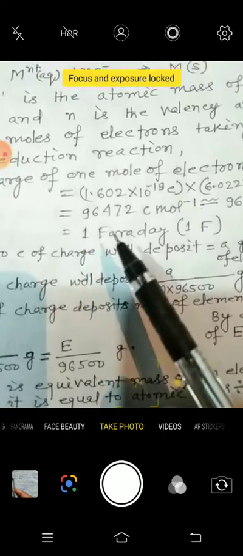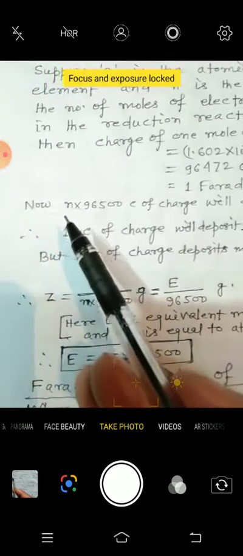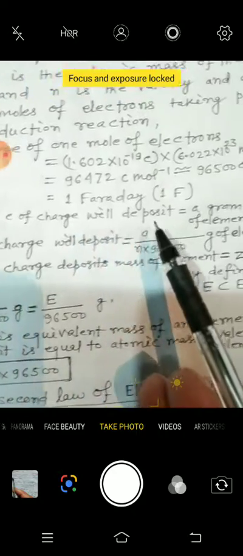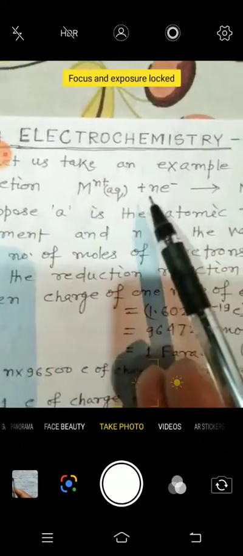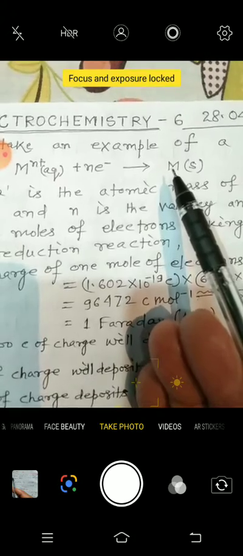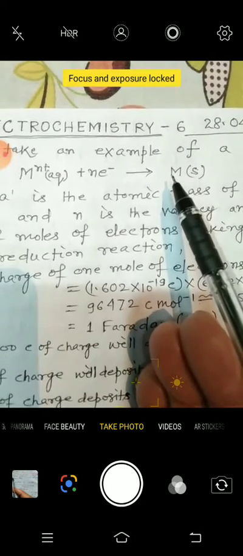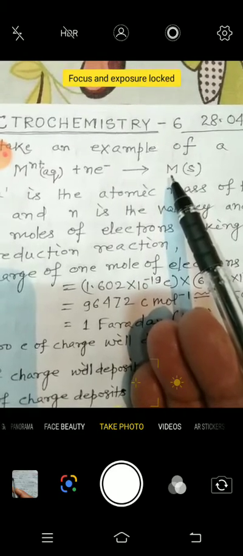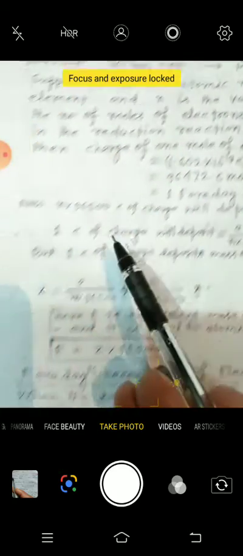So 1 Faraday will become equal to 96500 coulomb. Now N into 96500 coulomb of charge will deposit A gram of the element according to the equation. See here, N Faraday is required to deposit the mass equal to the atomic mass of the element, that is, the atomic mass in gram.